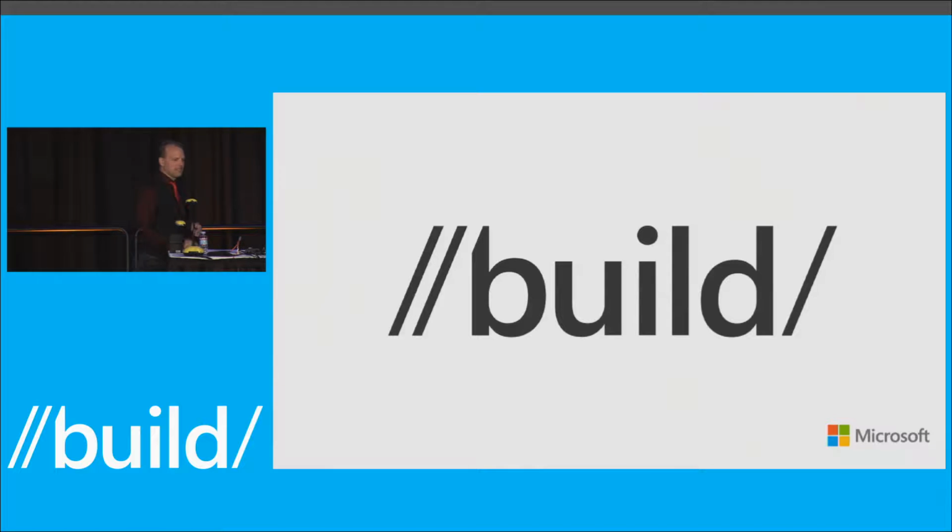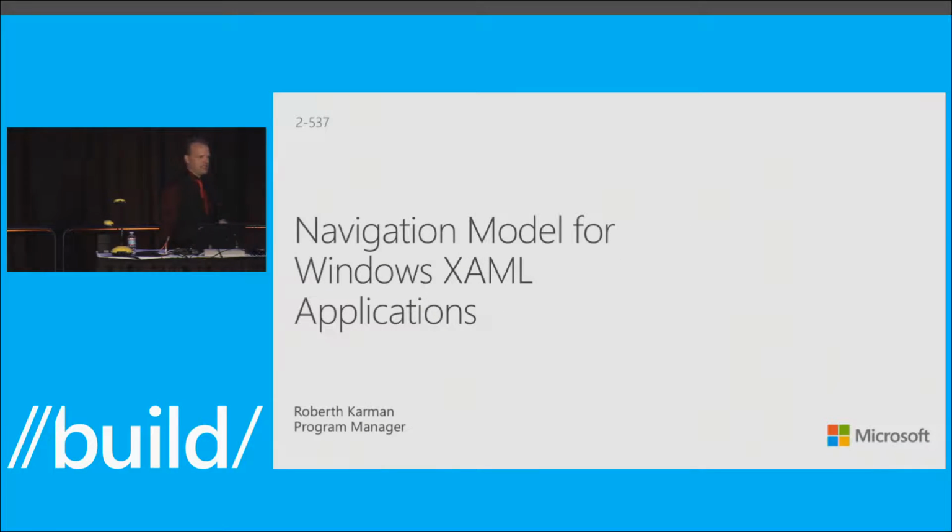So with that, let's get on with it, so to speak. We are going to talk about navigation model for Windows XAML apps here today. Now, navigation models, if you just see it, you go like, oh, navigation, is this about maps and how to go from point A to point B? No. This has got nothing to do with geo-positioning. This is about how to navigate within an app and between apps.